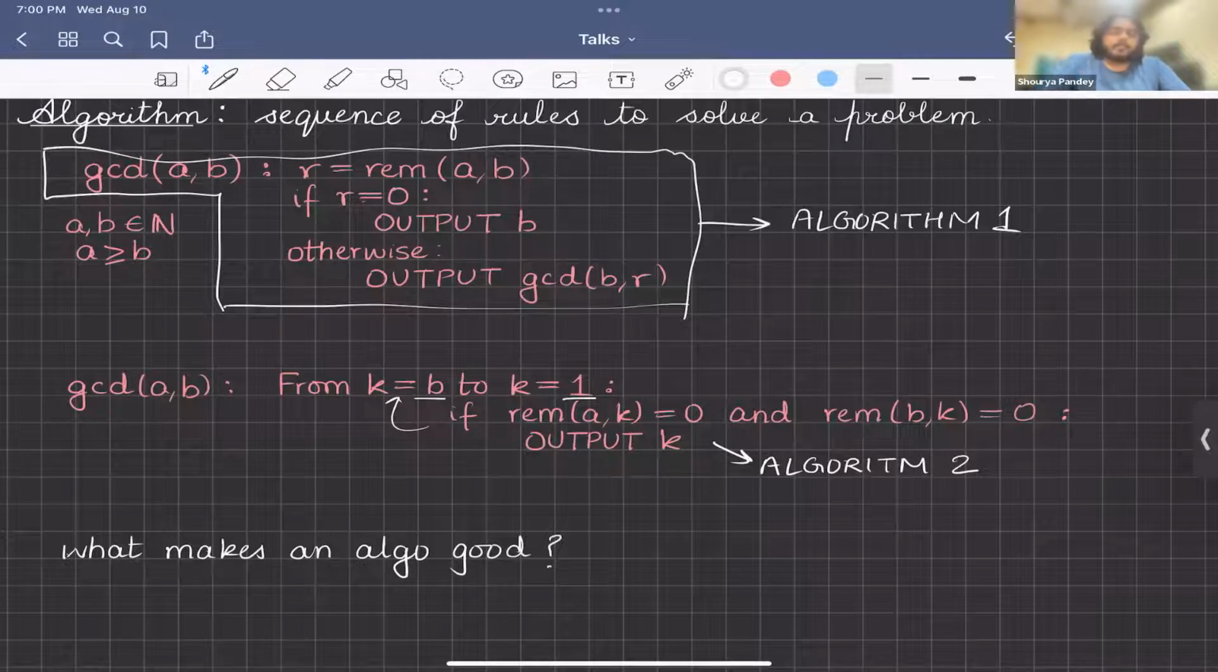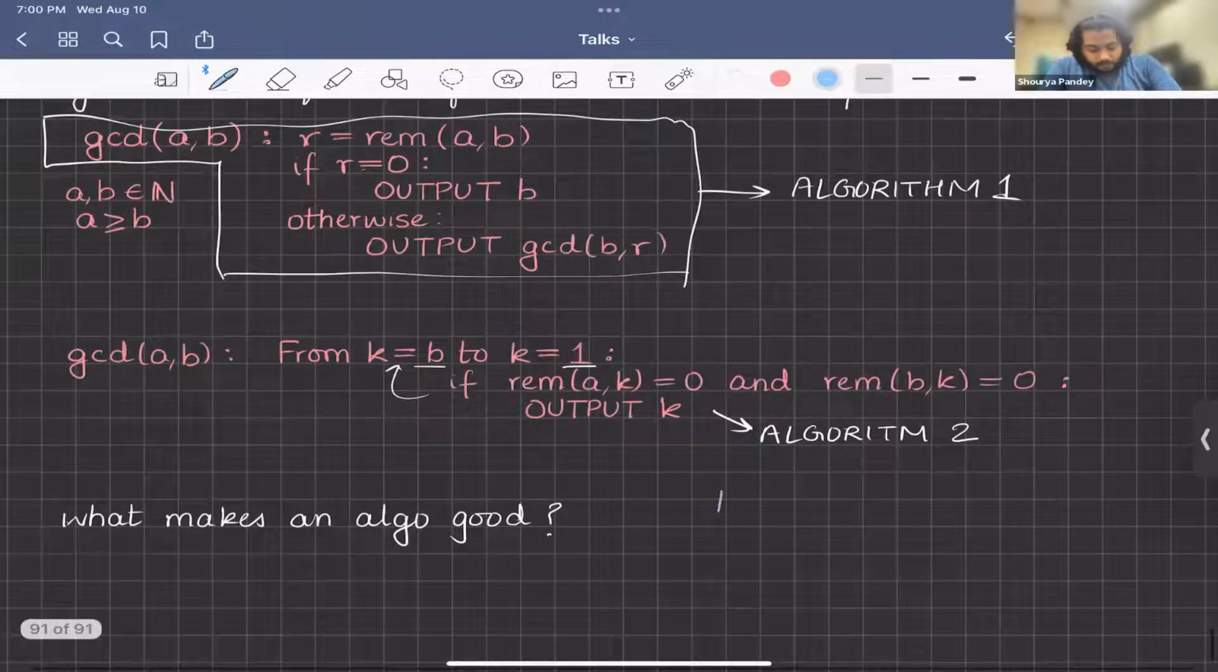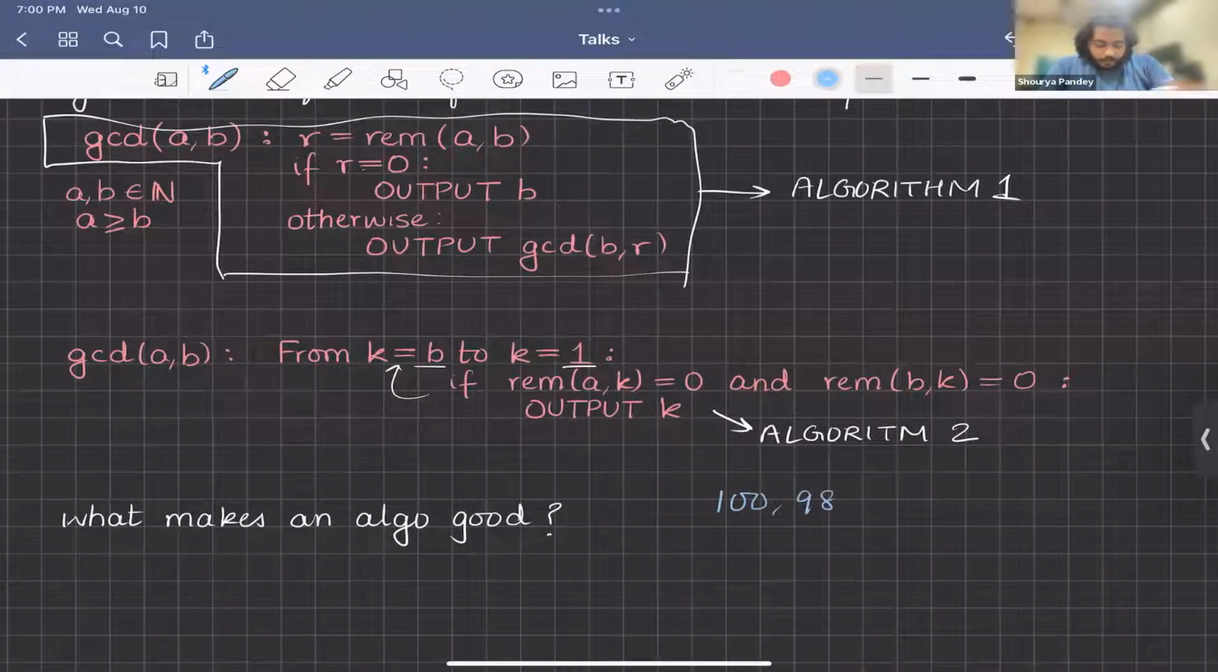So the main parameter is the number of steps taken to solve the problem, right? Just as an instance, suppose my input is 198. In the second algorithm, I will check everything from 98 down to 2, right? So that takes a lot of time. Here I will check 98, 97, 96, 95, and so on.